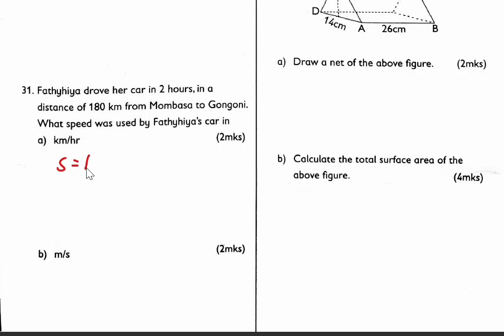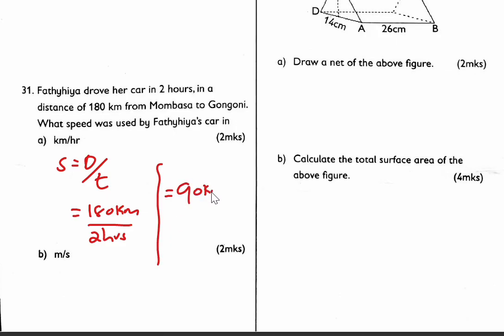You know that from this formula, this is a very simple question. Speed is equal to distance over time. The distance is there, it is 180 kilometers, so I'm going to divide 180 kilometers by the time. You can see the time is 2 hours. So when we divide 180 by 2, we get 90 kilometers per hour. So the speed is 90 kilometers per hour, and we score those 2 marks.